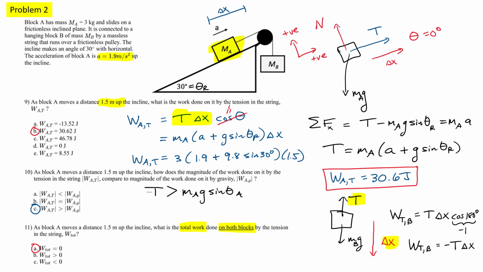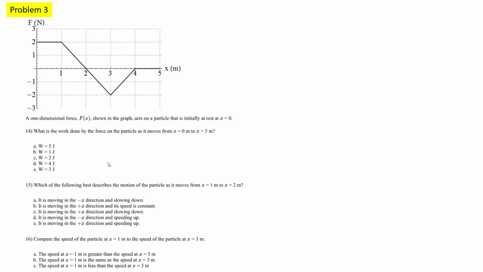Kind of a little bit of a tricky problem, but this is one way that you could get to the solution. All right, let's look at problem 3 now. All right, here's problem 3. We have a graph over here. It says a one-dimensional force F of x shown in the graph acts on a particle that is initially at rest at x equals 0. First problem says, what is the work done by the force on the particle as it moves from x equals 0 to x equals 5?